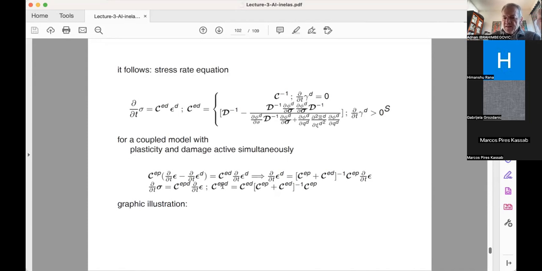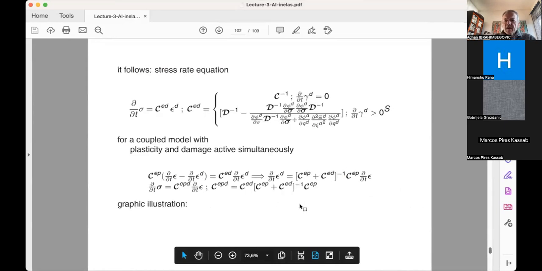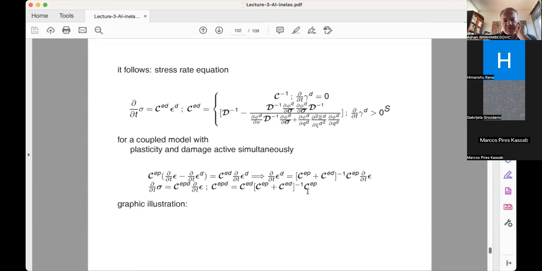And so C elastoplastic damage is equal to C elastic damage, that is provided here, multiplied by (C elastoplastic plus C elastic damage) inverse, where C elastoplastic is provided here, all this again times C elastoplastic. So this is an elaborate computation, but there's no reason that you cannot do it. So what is the graphic illustration of this?